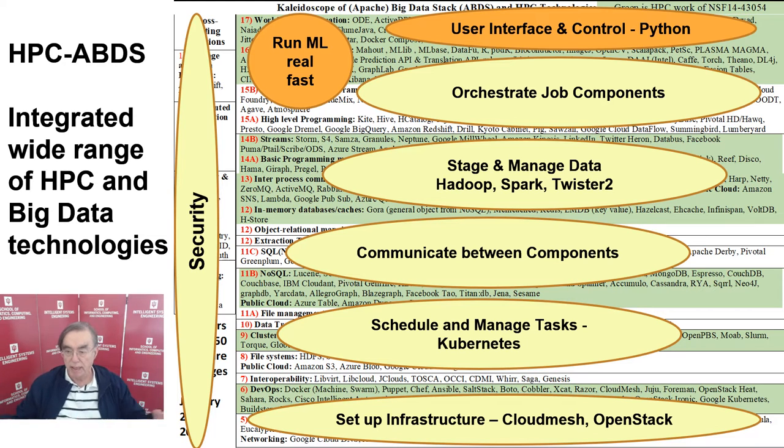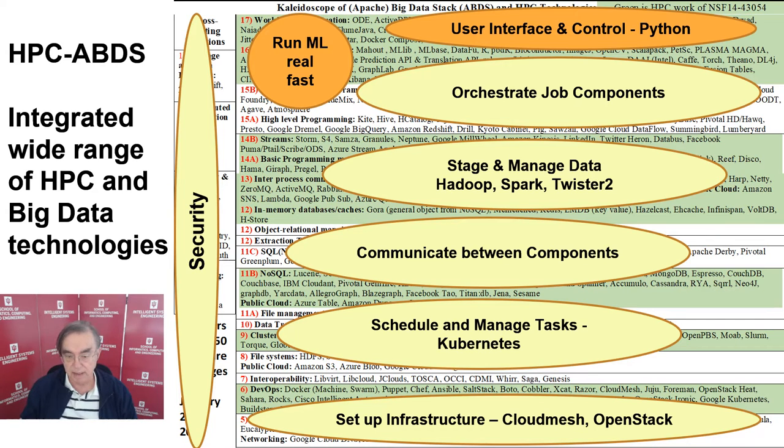Then we have to communicate between these components because we've broken it up into lots of different parts, and those parts must talk to each other. That requires messages. Just as I'm sending you a message with my voice, those voice waves go roaring into the computer, get recorded, and then they roar out again as new messages. Then we have to schedule and manage the tasks. That's where Kubernetes is used, or Mesos, or Yarn, and things like that. And finally, we have to set up the infrastructure. That's where OpenStack, Cloudmesh, and things like that come in. In this class, we use Cloudmesh.